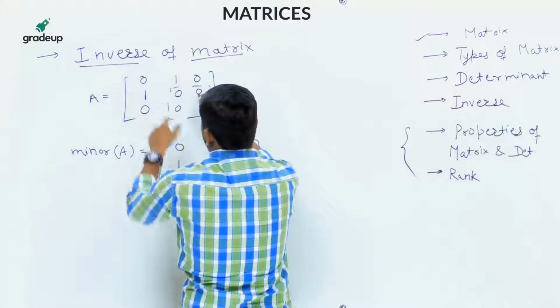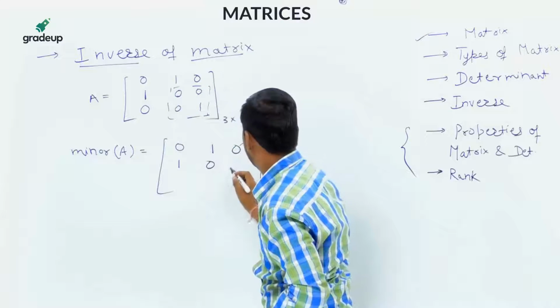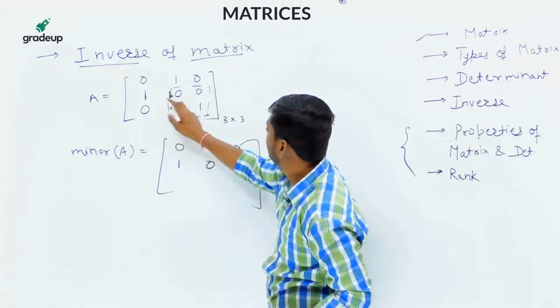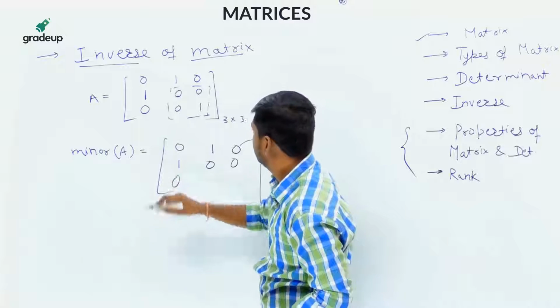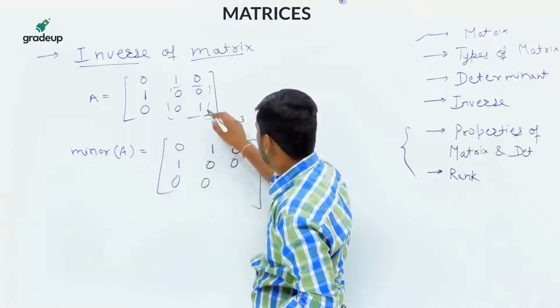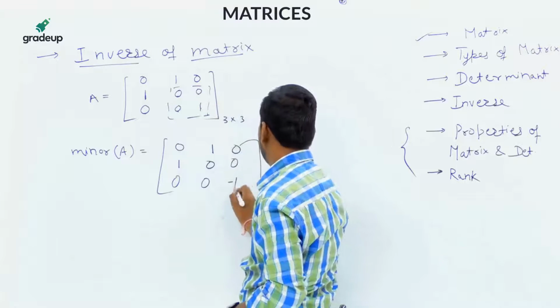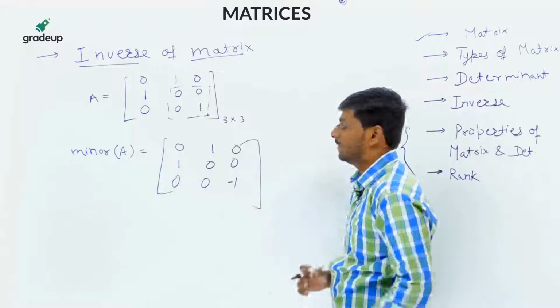The determinant for the minor of this element is 0 minus 0, which is 0. The minor of this element is 0 minus 0, 0. The minor of this element is 0 minus 0, 0. And the minor of this element, 1, is 0 minus 1, which is equal to minus 1. This is the minor matrix.